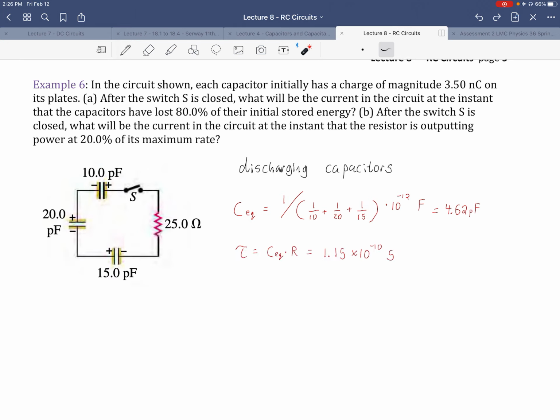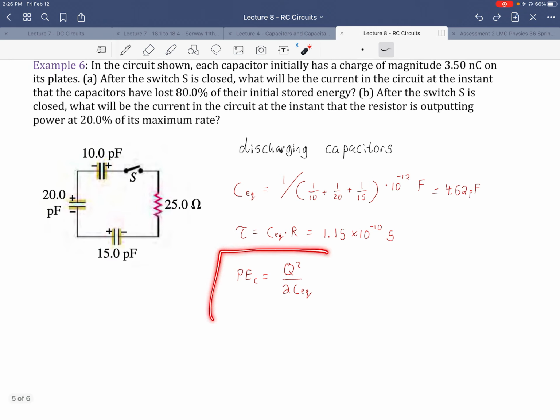So then the time constant is just that equivalent capacitance times a garden variety resistor of 25 ohms, which gives us a tiny amount of time, basically less than a billionth of a second. All right, so let's think about the energy.